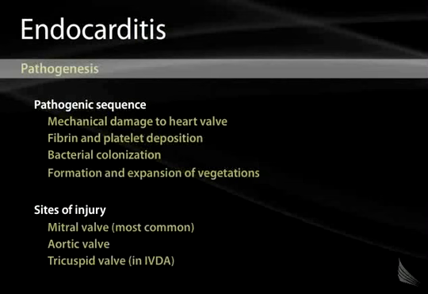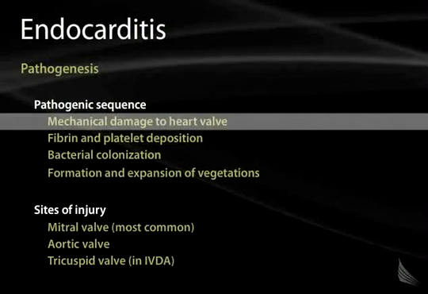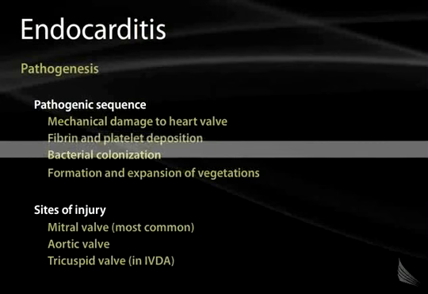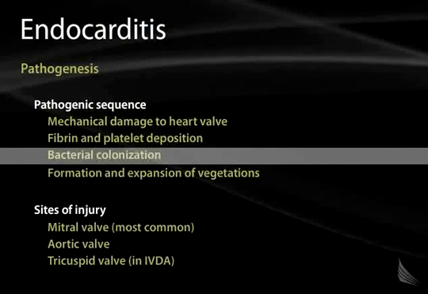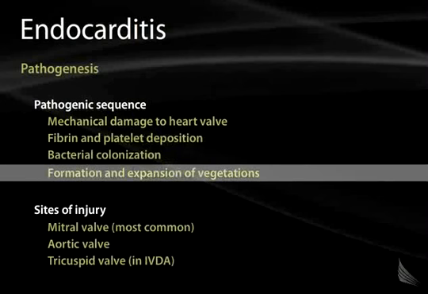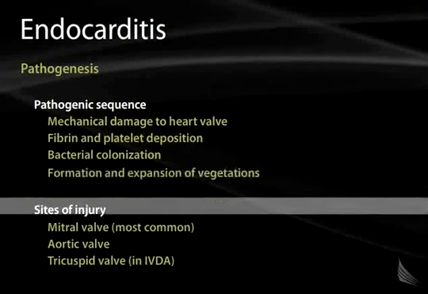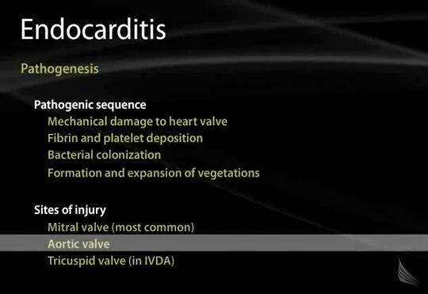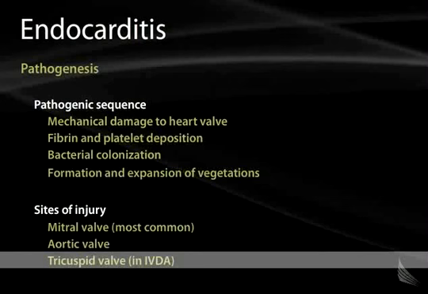In the pathogenesis, you receive mechanical damage to the heart valve, followed by fibrin or platelet deposition. You can colonize these areas with bacteria, and then you get formation and expansion of the vegetations. The mitral valve is the most commonly injured valve, the aortic valve next, followed by the tricuspid valve. Right-sided endocarditis is more common in IV drug abuse.